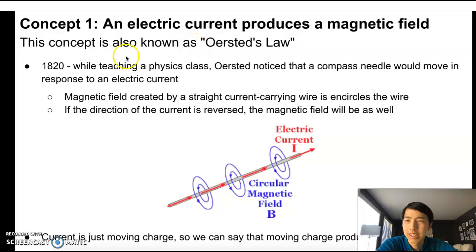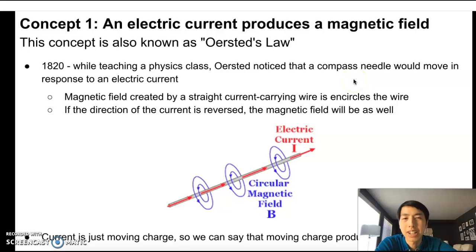So this is a concept also called Ørsted's law, named after the person who kind of accidentally discovered this. He was teaching physics, and this was 1820. So that's why I said about 200 years ago. He was doing some electricity lessons, but he also had some compasses sitting around too.